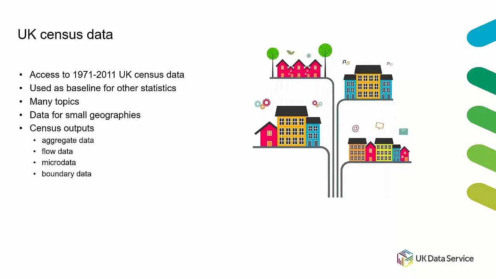Census data is also divided into lots of different outputs, such as aggregate data, which is higher level summary statistics, and boundary data, which can be used for creating maps or presenting data for different geographical areas. We also have flow data, which shows the movement of people across areas for work or just moving around, and microdata. These are individual samples from records of a single census.